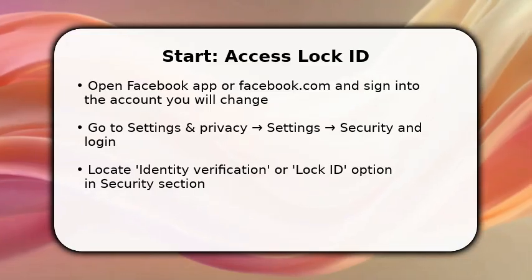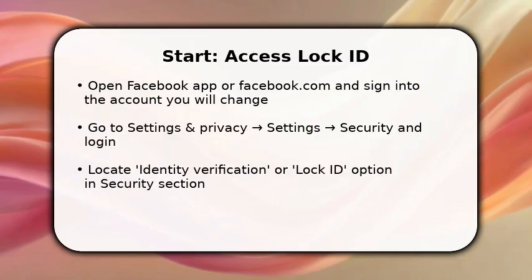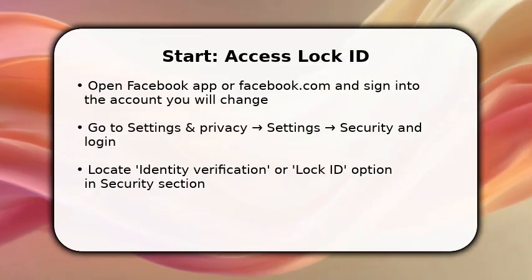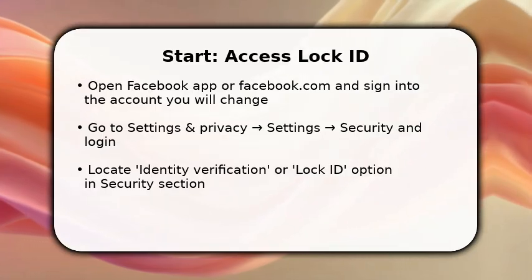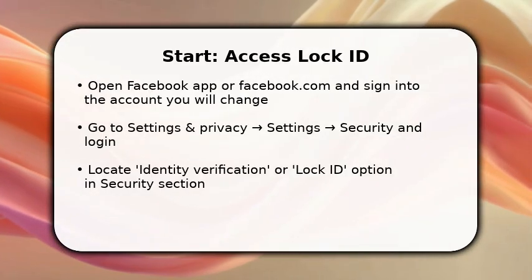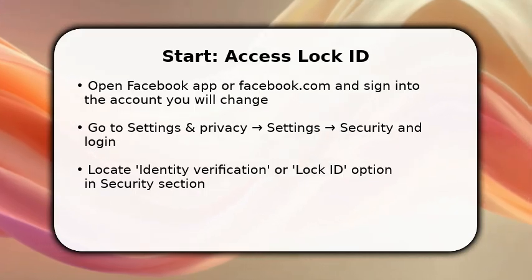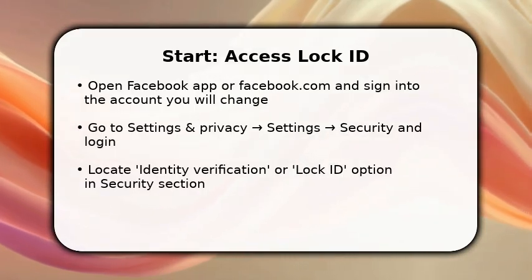You're starting the change now. Open Facebook and sign in, then go straight to Settings and Privacy and into Settings. Once there, choose Security and Login so you land on relevant controls. You need to locate the Identity Verification or Lock ID option. It may be nested under 2 taps.